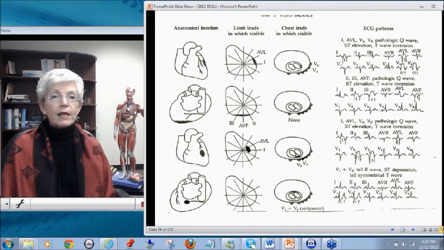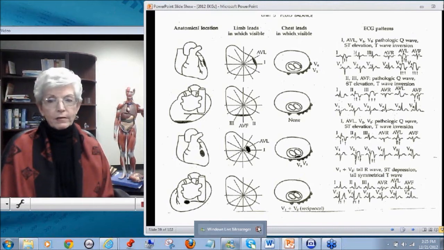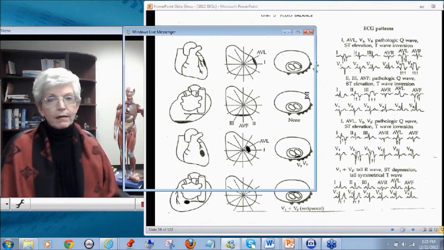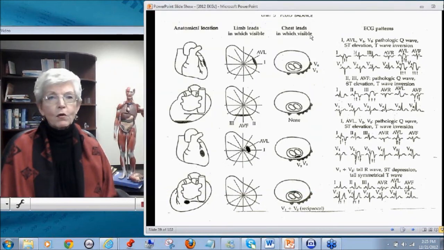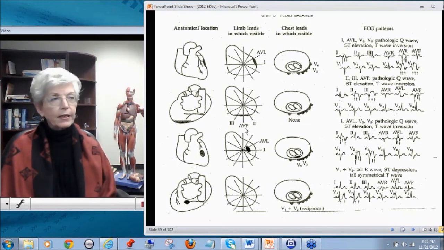So you can study these slides and try to keep in mind the impact. This is not hard to do. Just try to envision your heart as a holistic view, as a hologram, and think of what side of the heart you're looking at in relation to where that positive electrode is.